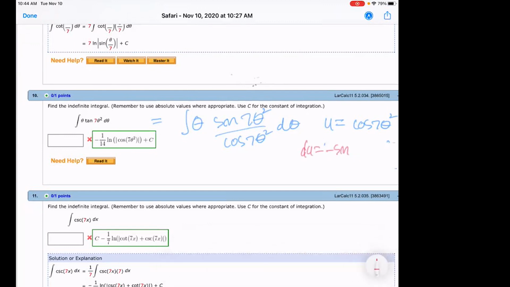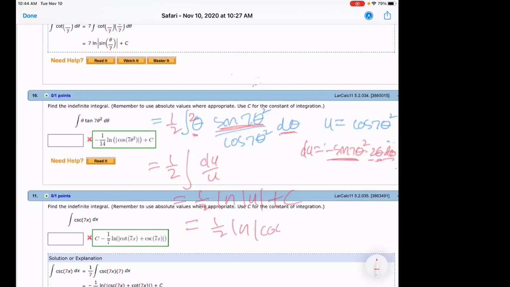du is negative sine 7 theta squared times 2 theta d theta. So you're going to say, okay, I have a sine 7 theta squared right here, and I have a d theta, I have a theta, but I don't have a 2, so I need to apply a 2, and I put the 1/2 in the front. So I have 1/2. Now I can do du over u, that simply becomes the natural log of u plus c. And you can put back the natural log of u. What's my u? u is cosine 7 theta squared plus c.